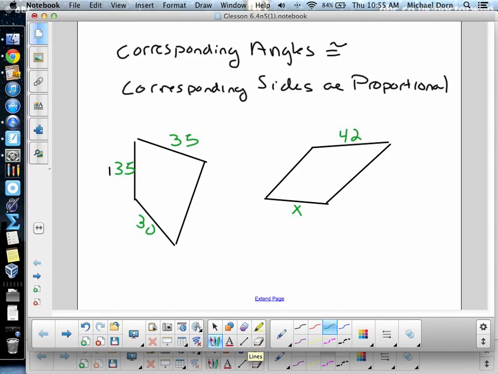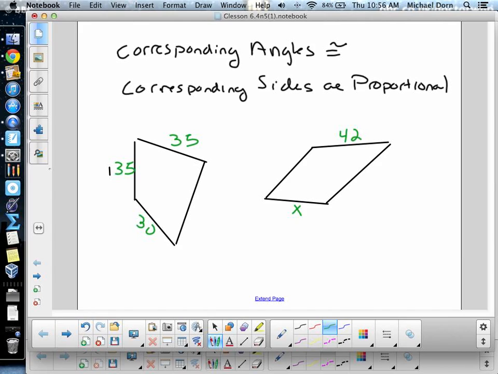Now, the only thing we could really go with at this point is to find the corresponding sides as best that we can. And it was kind of hard to determine exactly the way this thing was oriented. But it does look like the 42 is longer than the question mark side. So the 42 must correspond to the 35, because the 35 is longer than the 30.